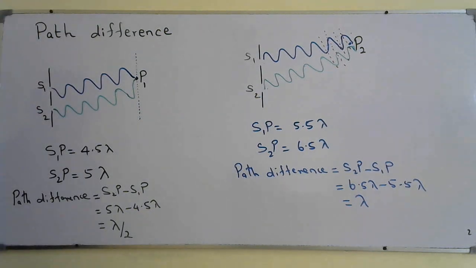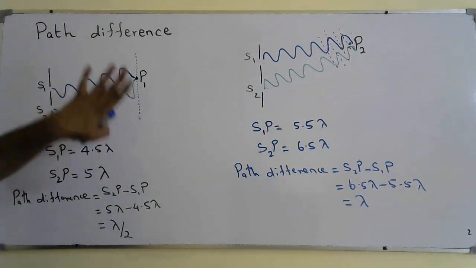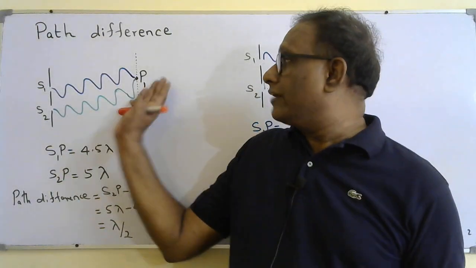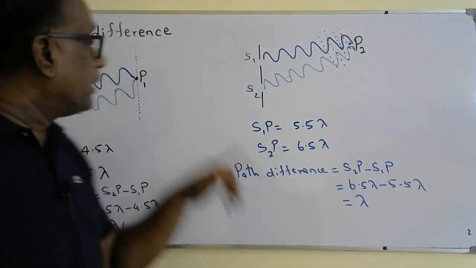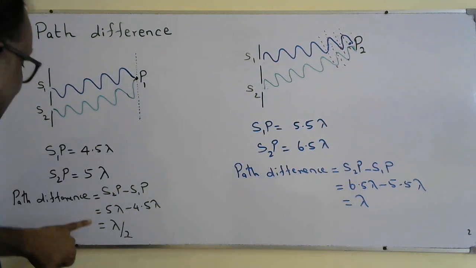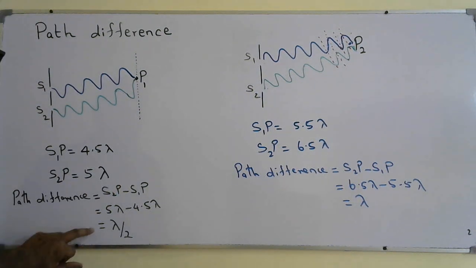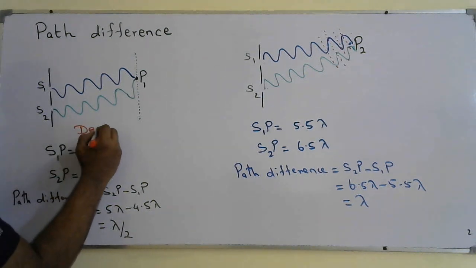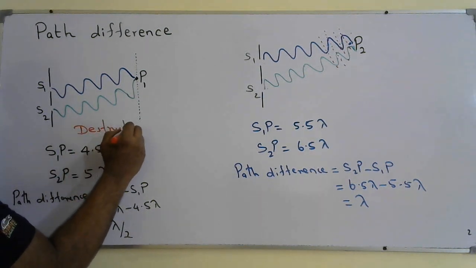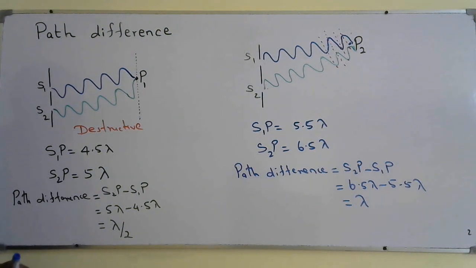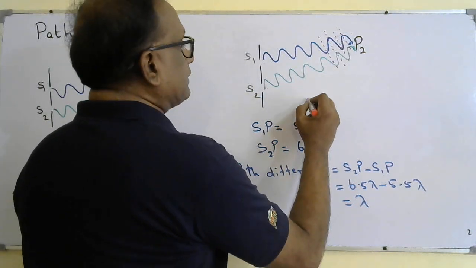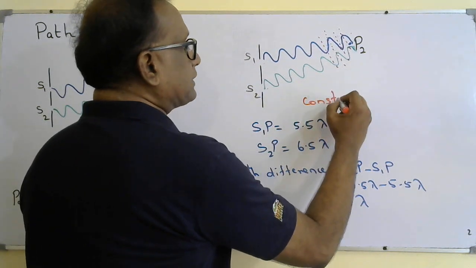So you can see destructive superposition here. It's a stable superposition pattern because the waves are coherent. So at P1, there will always be destructive superposition. Here it's going to form constructive superposition: crest and crest, trough and trough, crest and crest.